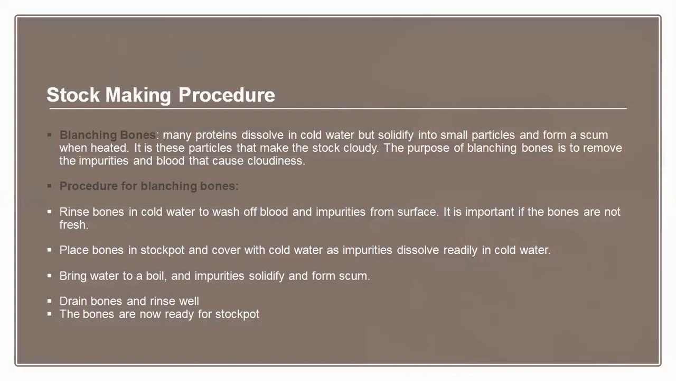Before that, there is a basic procedure for stock making, which we are supposed to follow compulsorily. The first is blanching bones. What happens? Many proteins dissolve in cold water but solidify into small particles and form a scum when heated. These are the particles that make the stock cloudy, and our stock should be absolutely clear. So the purpose of blanching bones is to remove the impurities and the blood that cause cloudiness.